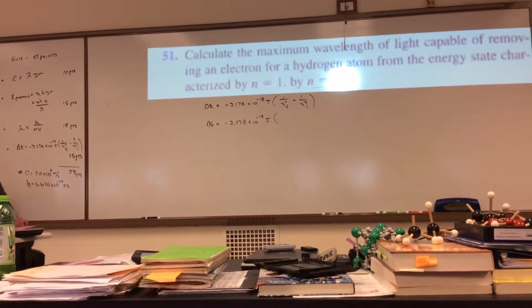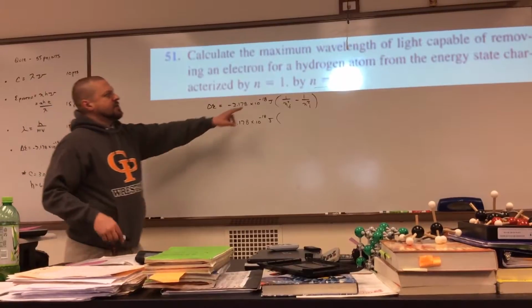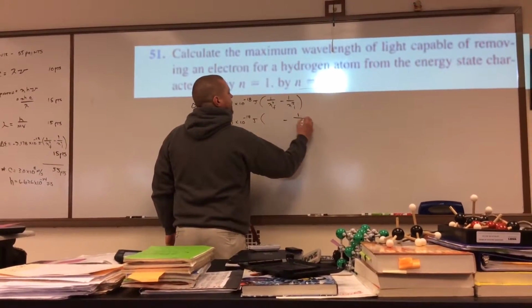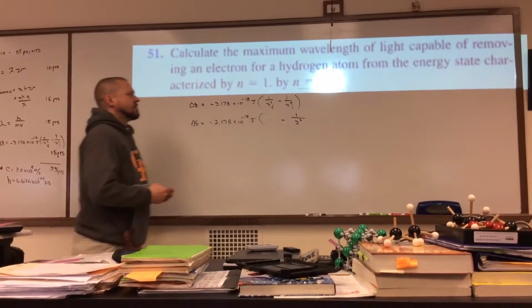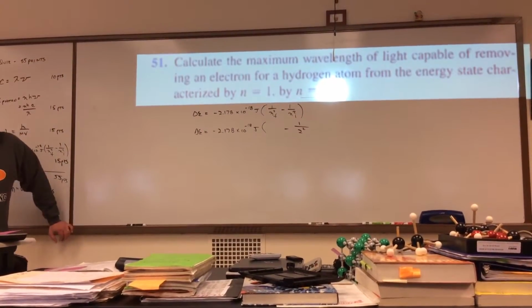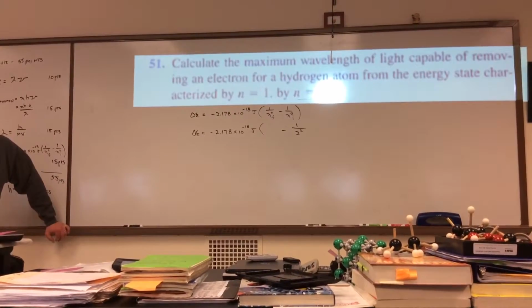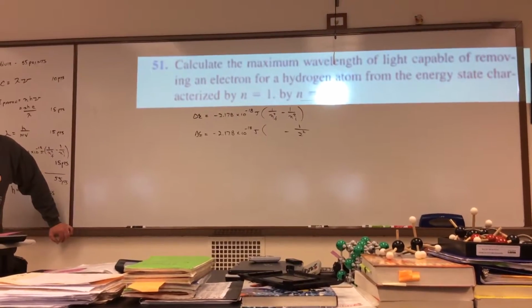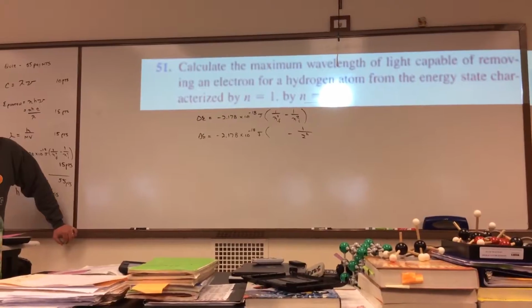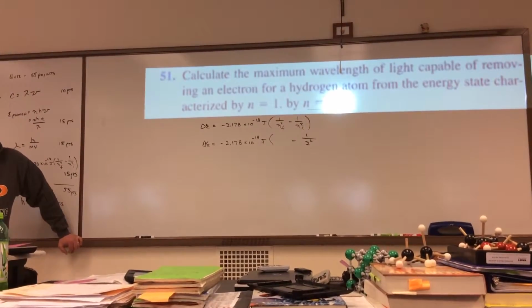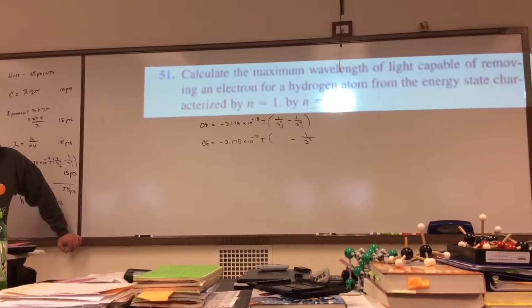So the electron's starting out at n equals 2, or n equals 1 in this problem. So the initial is going to be 1 over 2 squared. What's going to be the final energy state? You're removing the electron.